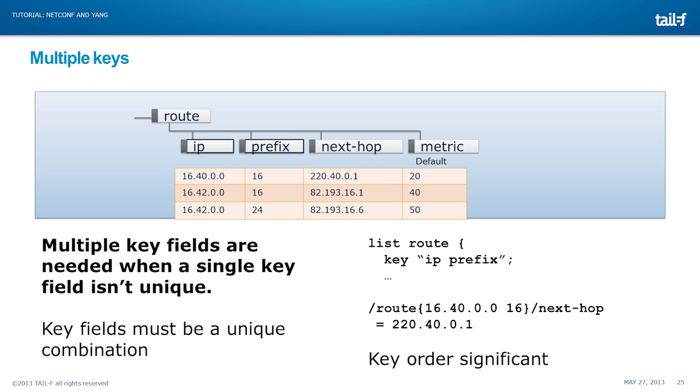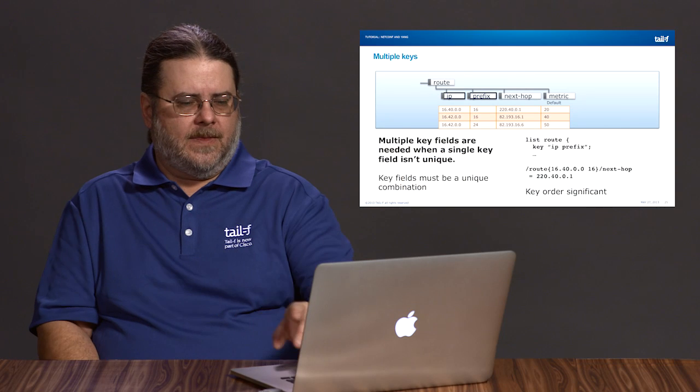Note that key order is significant. The values of keys within the curly brackets of a key path must match the order that those keys appear in the YANG data model.